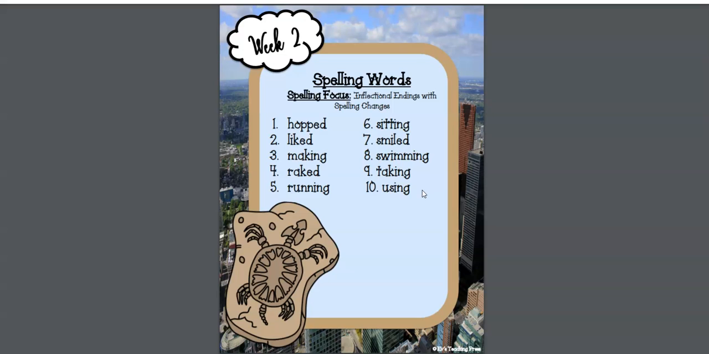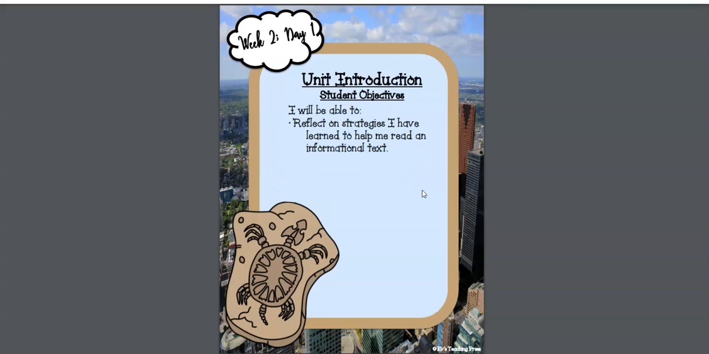Let's see what's next. It's our introduction. So these are our objectives. These are our I cans. We're going to be focusing on being able to reflect on strategies to help us read informational text. What's informational text again? That's right, nonfiction, stories that have facts.